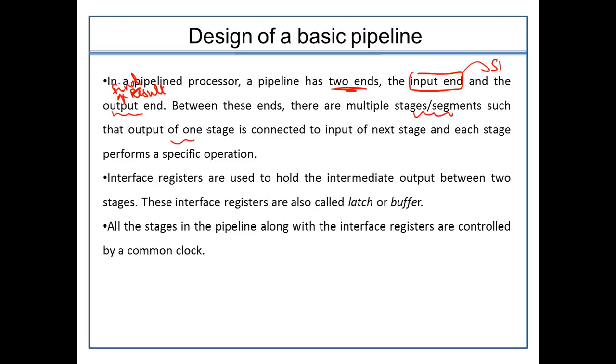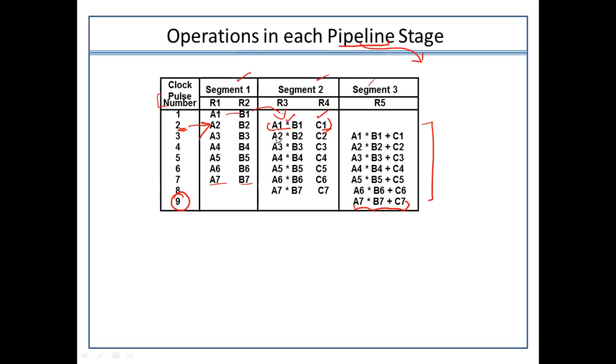And one stage is connected to the other stage. Definitely, I think it is a very understandable concept now. Next, interface registers are used to hold the intermediate outputs. So what is happening when we are storing the intermediary results, like this data?